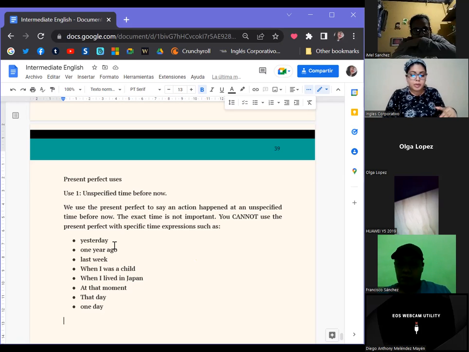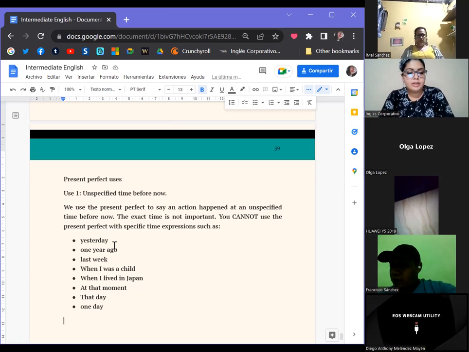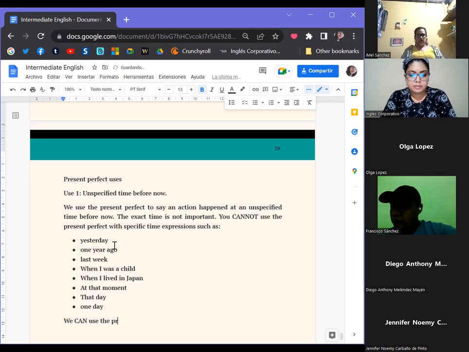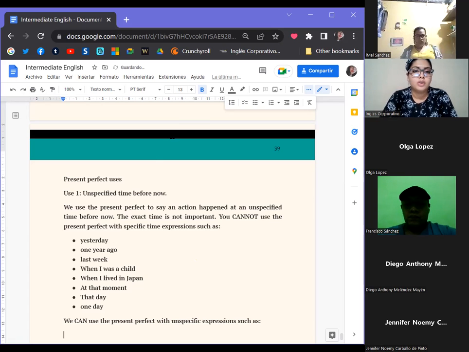But we can use some expressions that are unspecific. These expressions don't explain or give more information about the day. They are just helping us to understand sometimes that this kind of action is happening. So we can use the present perfect with phrases or words such as these.